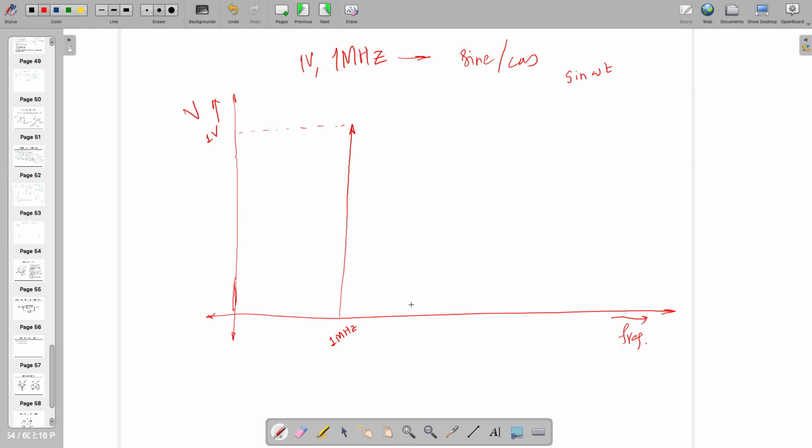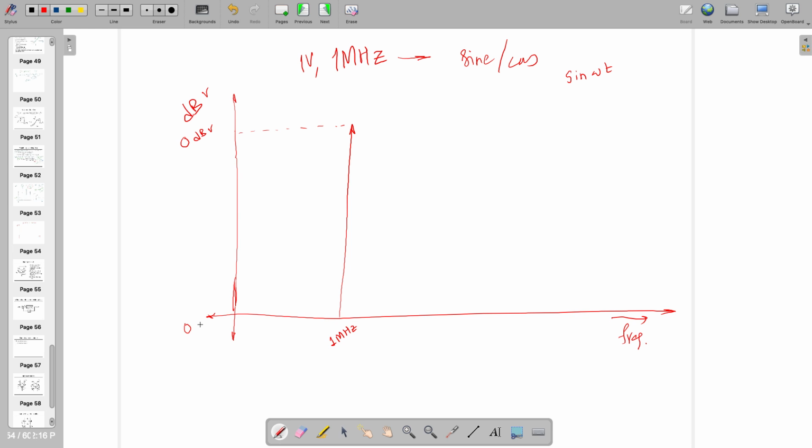This is 0. Now I want to transform the whole thing to dB. So this will go to 0 dB. Right? It's V, so it's V. How to convert this 0 from linear scale to dB?